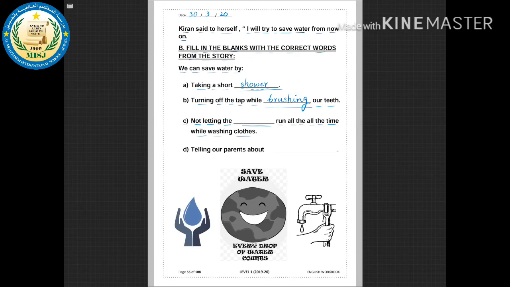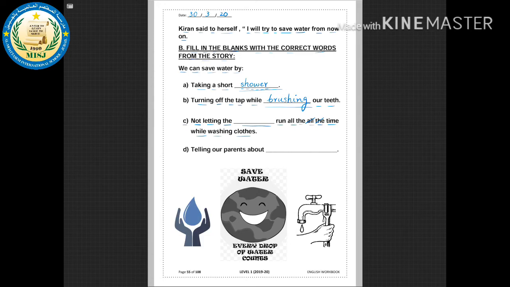Now students, you have to do a little bit of correction here. Do you see "all" written twice? Just cut them. Okay? Just strike it out because it's written two times by mistake. So, not letting the dash run all the time while washing clothes.